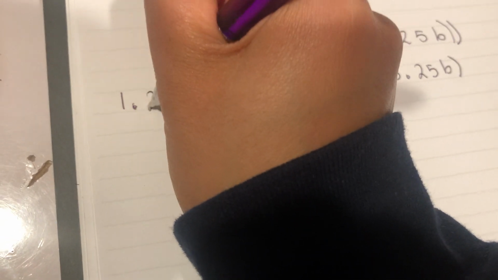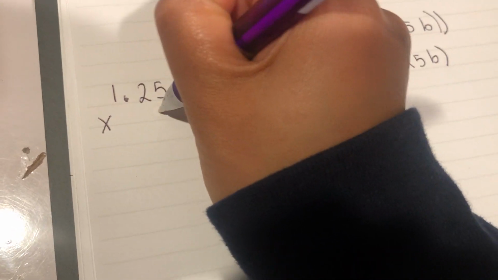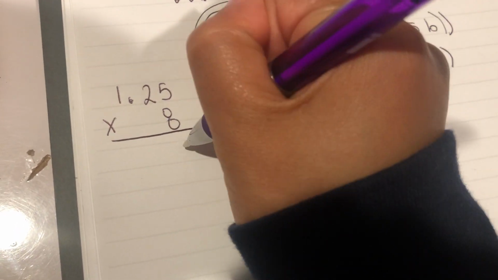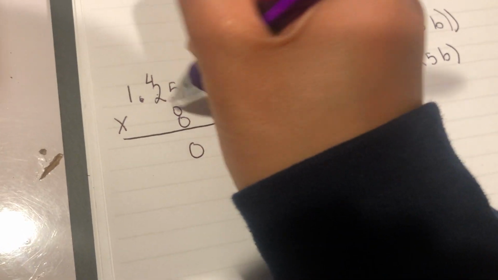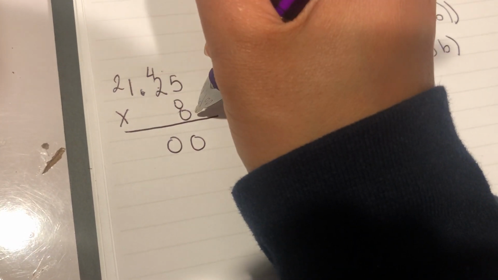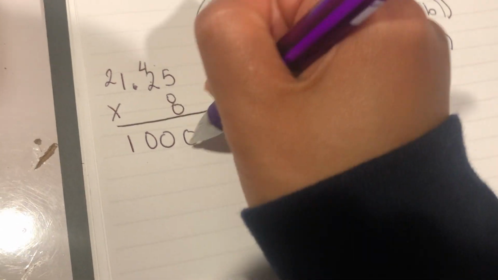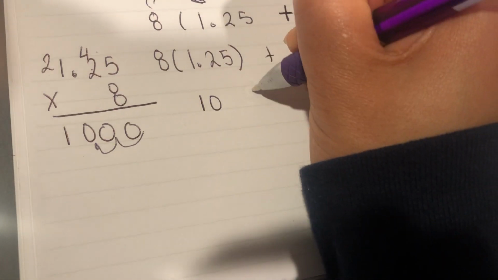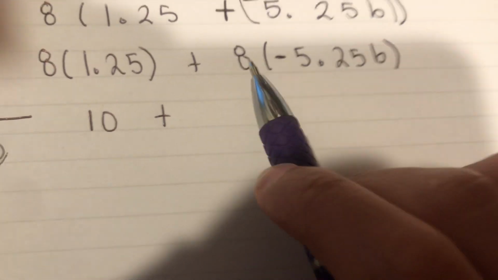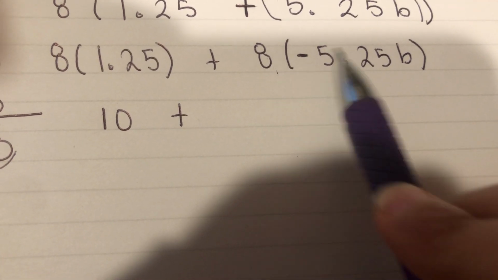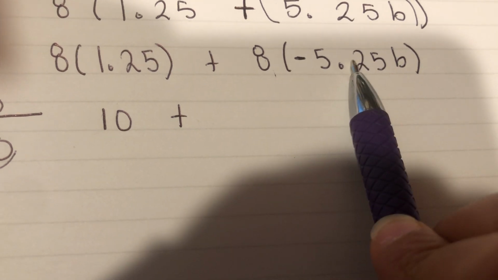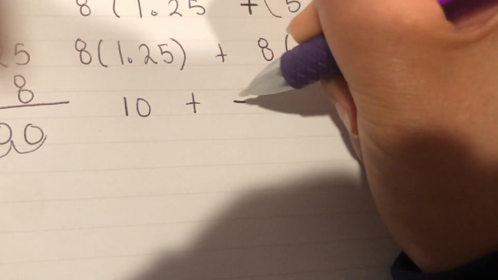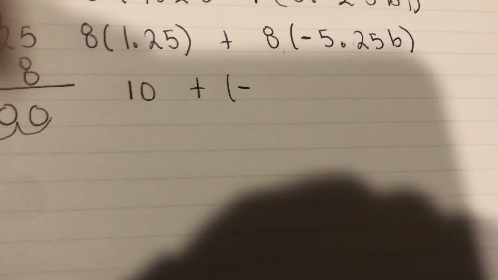Okay, now let's just multiply on the side. I'm going to do 1 and 25 hundredths times 8. 5 times 8 is 40, carry the 4. 2 times 8 is 16, plus 4 is 20, carry the 2. 1 times 8 is 8, plus 2, that's 10. Now here I have 2 numbers behind the decimal, so this is going to equal 10. So we're going to put 10 plus, now what we know is a positive number times a negative number is going to be negative. So I'm going to add my negative right away so that I don't forget.